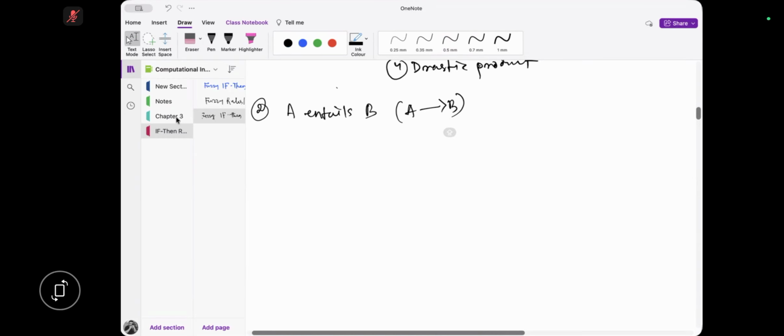Okay, let's start the second topic, that is A entails B. A entails B is a little different as compared to A coupled with B. Coupled with B is what I can say, a T-norm between A and B, which is easy to calculate. Even this one is also easy to calculate. Let's take the example.